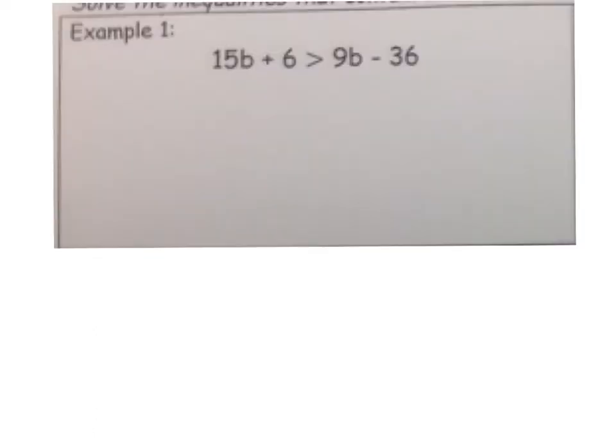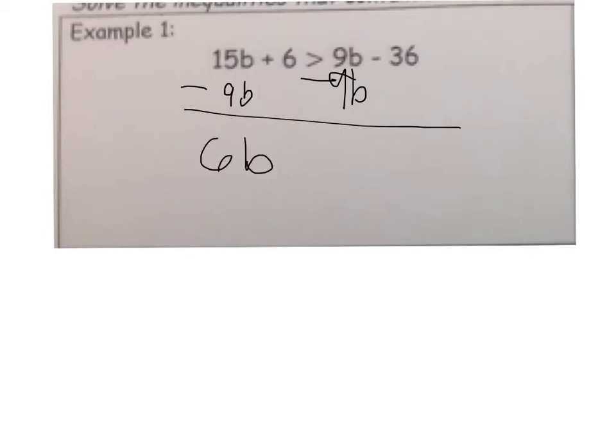Problem 1: 15b plus 6 is greater than 9b minus 36. I want to keep my variables positive, so the first thing I'm going to do is subtract 9b from both sides of the inequality. I'm left with 6b plus 6 is greater than negative 36.